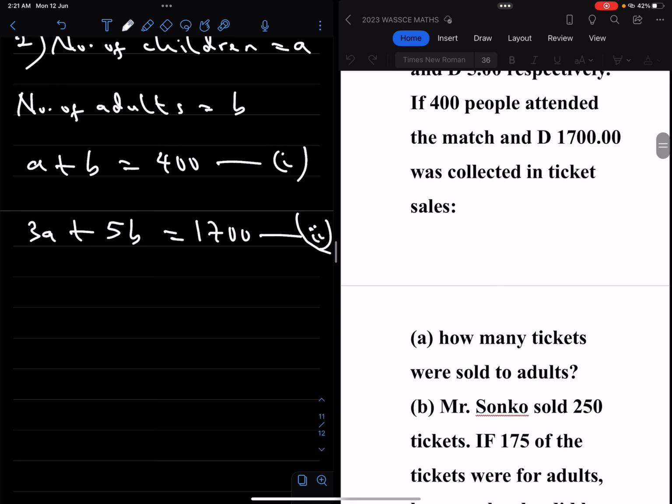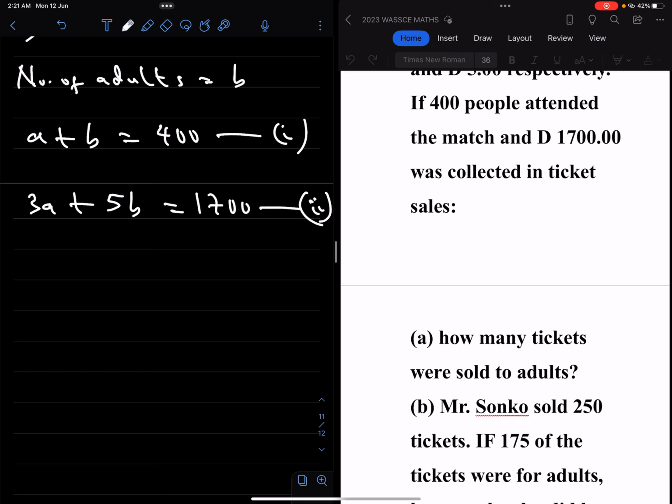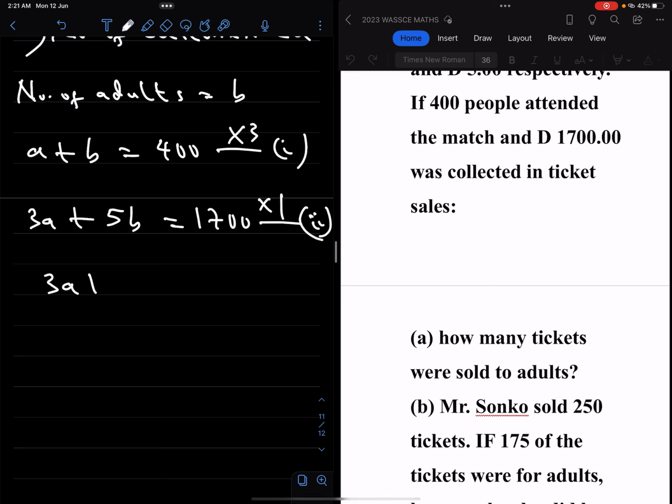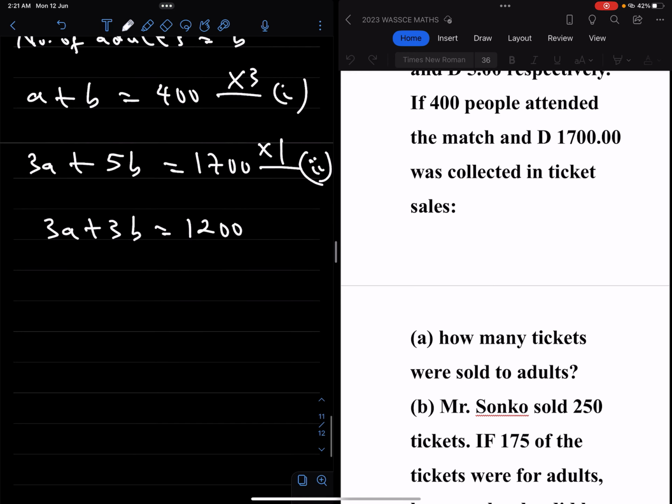Now, what does the question say? What are we to find? How many tickets were sold to adults? So that means I want to know the number of tickets sold to adults, which is the same as the number of adults. So let's solve the simultaneous equations. What do I do here? I want to multiply equation 1 by 3, and equation 2 by 1. So that simply means 3A plus 3B equals 1,200, and equation 2 remains 3A plus 5B equals 1,700.